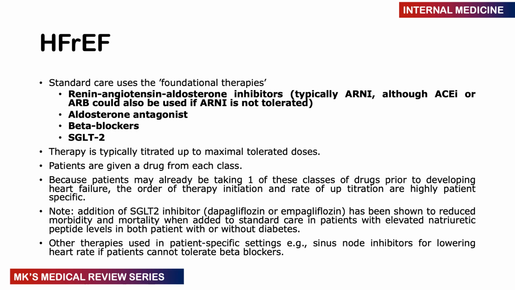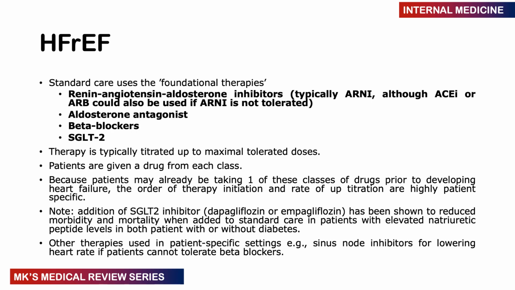For those patients that have heart failure with reduced ejection fraction, the standard of care is these 4 things. Number 1, they must be on a renin-angiotensin-aldosterone inhibitor. Typically now we want them to be on an angiotensin receptor blocker and neprilysin inhibitor. Although patients can be on ACE inhibitors or ARBs, they could also be switched to the angiotensin receptor antagonist as well as the neprilysin inhibitor if they tolerate it. Number 2, they must be on an aldosterone antagonist. Number 3, you do consider beta blockers as well as the sodium glucose cotransporter 2 inhibitors. Generally the therapy is titrated. I've given you the doses before, and the patients are given a drug from each class.